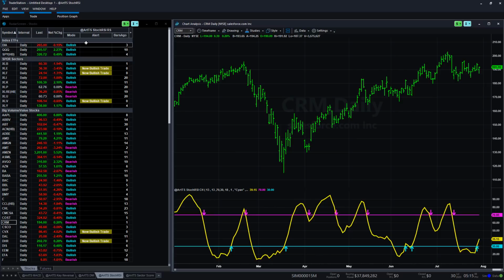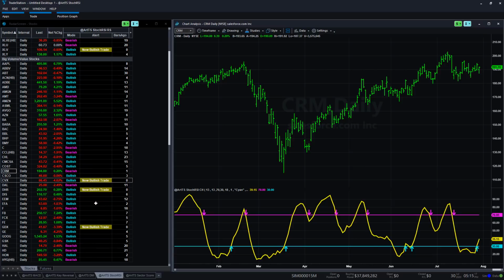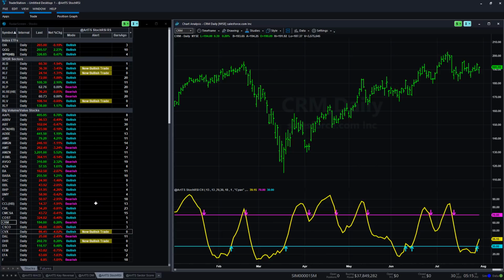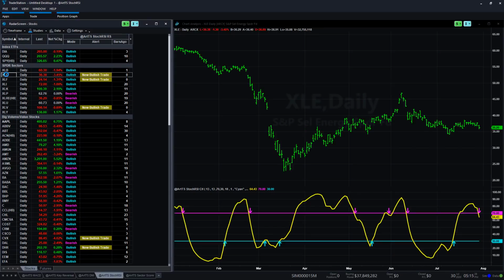So here we can see the RadarScreen indicator shows us the bullish or bearish mode since the last signal here. And you can see the alert column is showing us some alerts here. Let's see if we see something interesting here. So these are the spider sector ETFs. We're going to be talking about these in a minute here. So this is energy. I think that's energy, right? Yes.